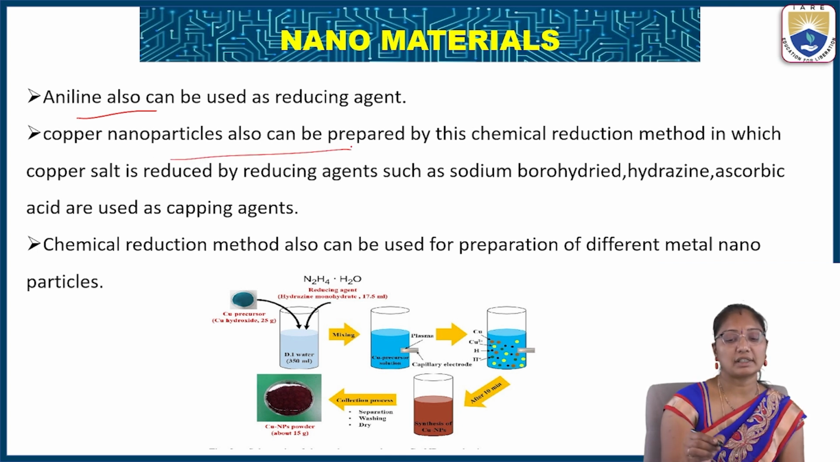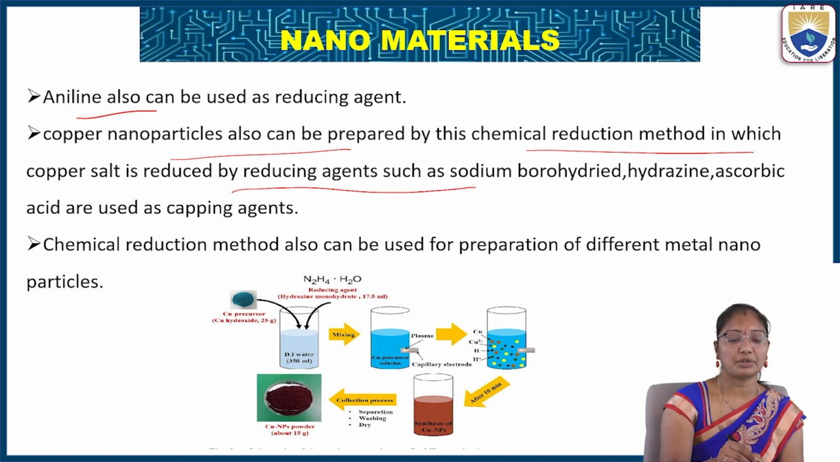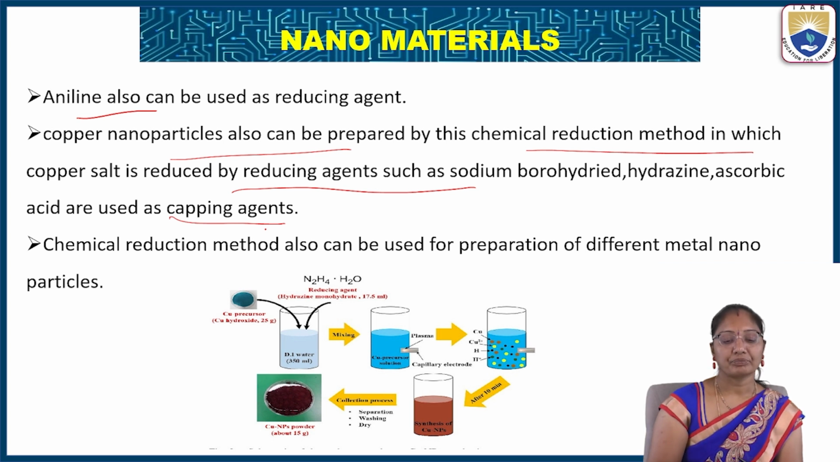The copper nanoparticles can be prepared by the chemical reduction method in which the copper salt acts as a precursor and is reduced by a reducing agent such as sodium borohydride or hydrazine, with ascorbic acid used as the capping agent. So the chemical reduction method can also be used for the preparation of different metal nanoparticles. Here copper is used as a precursor and hydrazine monohydrate is used as the reducing agent. Then mixing gives a color formation. We can see the color formation of copper here.